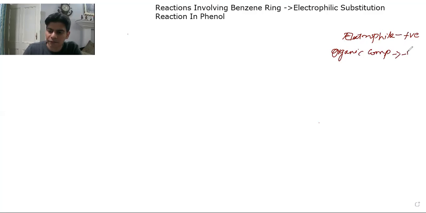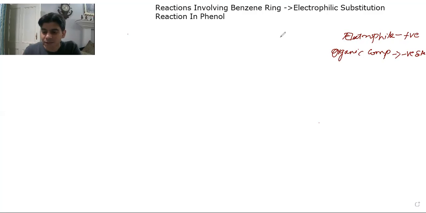We know that an electrophile is a positive reagent, and it will always attack the organic compound at sites of high electron density, at negative sites. So here we have an electrophile, which is a positive reagent, and it will always attack the organic compound at a negative site. And we know that these negative sites are sites of high electron density.